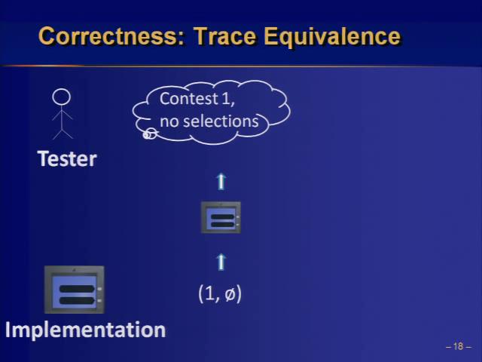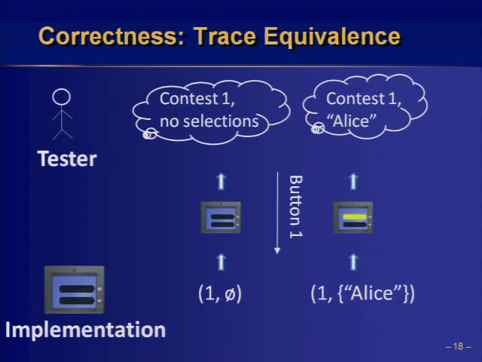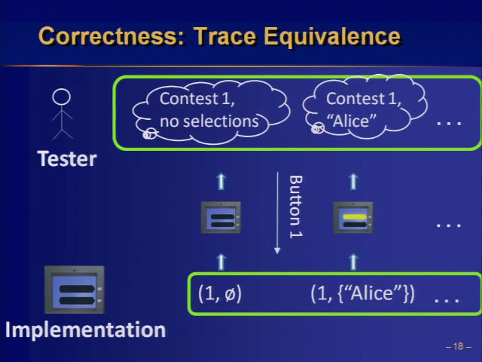Then the tester presses a button, so that's an input. The machine updates its state, reflects that in the output screen, and now the tester's mental model is also updated to be contest 1 and Alice. So there's a sequence of states at the bottom, inside the machine, and in the top green box, a sequence of states in the tester's mental model. What we want is that these sequences of states should be equal. They should be identical for the same input sequence.